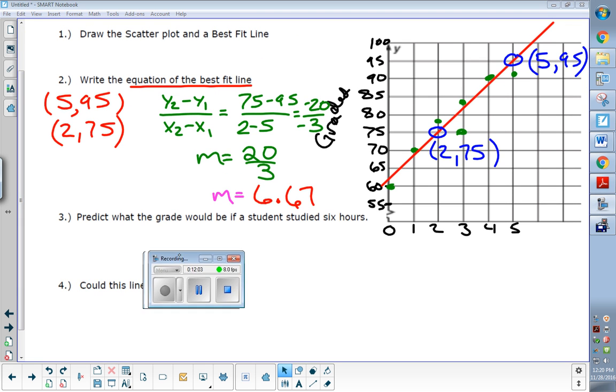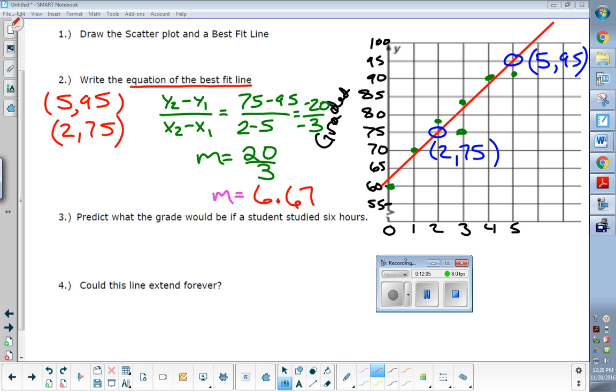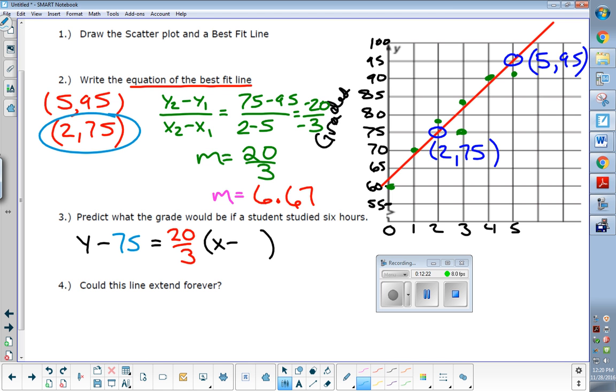But I got 6.67. The next thing we're going to do is write the equation of the line. So I'm going to cheat here. All right, I wouldn't do this all the time, but y minus, x minus. I'm going to plug in my slope of 20 over 3 and my point. So I'm going to pick one of these points. I'm going to pick 2 and 75. So it's 75 and 2. I said I was going to cheat. I just changed my mind. So I'm going to do this the right way. It's not real hard to do.